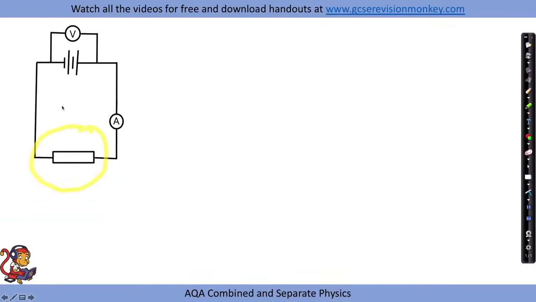I've drawn a circuit here with 2 cells. It may well be 3 cells or 4 cells, or you may have a battery. It doesn't really matter, but something to provide power to your circuit. And you're going to want to attach a voltmeter to measure V, an ammeter to measure I, and you're going to use a calculation to calculate resistance.